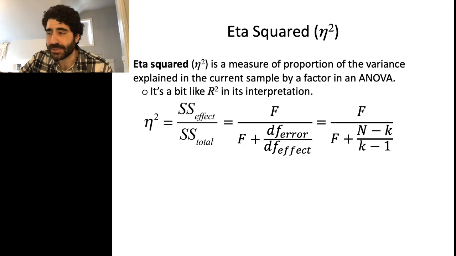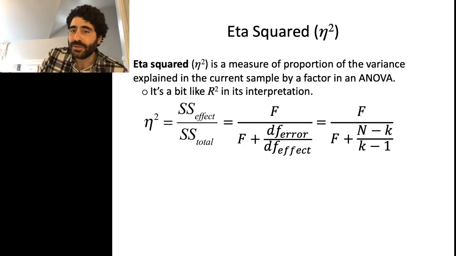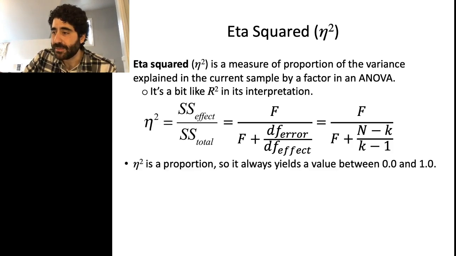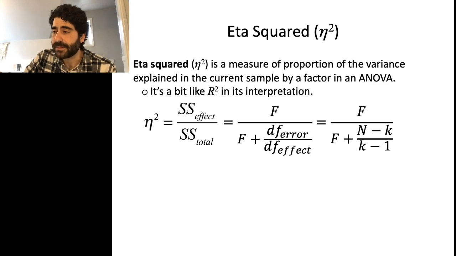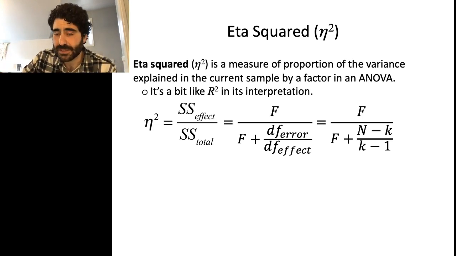And one nice thing is if you have your ANOVA table, you can just plug in some values from the table to get this. In the numerator is our F value, and the denominator is F plus a ratio of the degrees of freedom. At least for a simple effect with K levels, it'll be that formula all the way on the right.